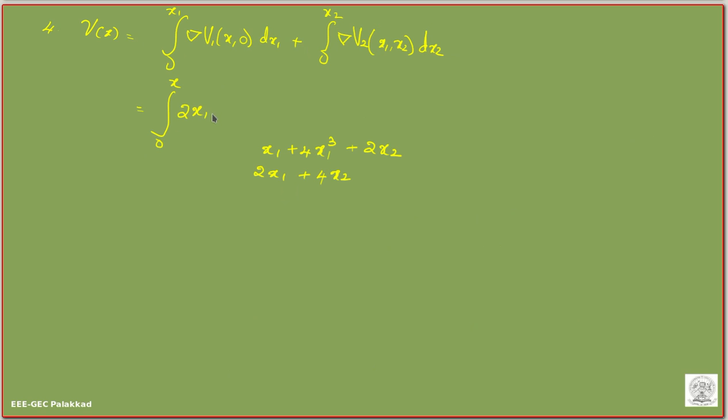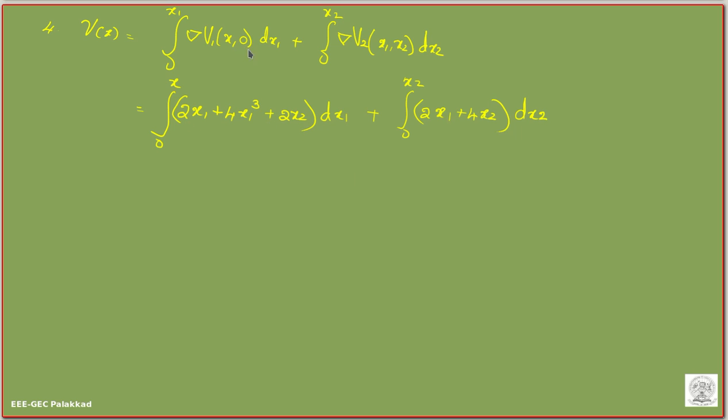So it is 2x1 plus 4x1 cube plus 2x2 dx1 plus here there is a 2 here plus integral 0 to x2 of 2x1 plus 4x2 dx2. So this I'll rub off. Okay, that's it. Now you have this.